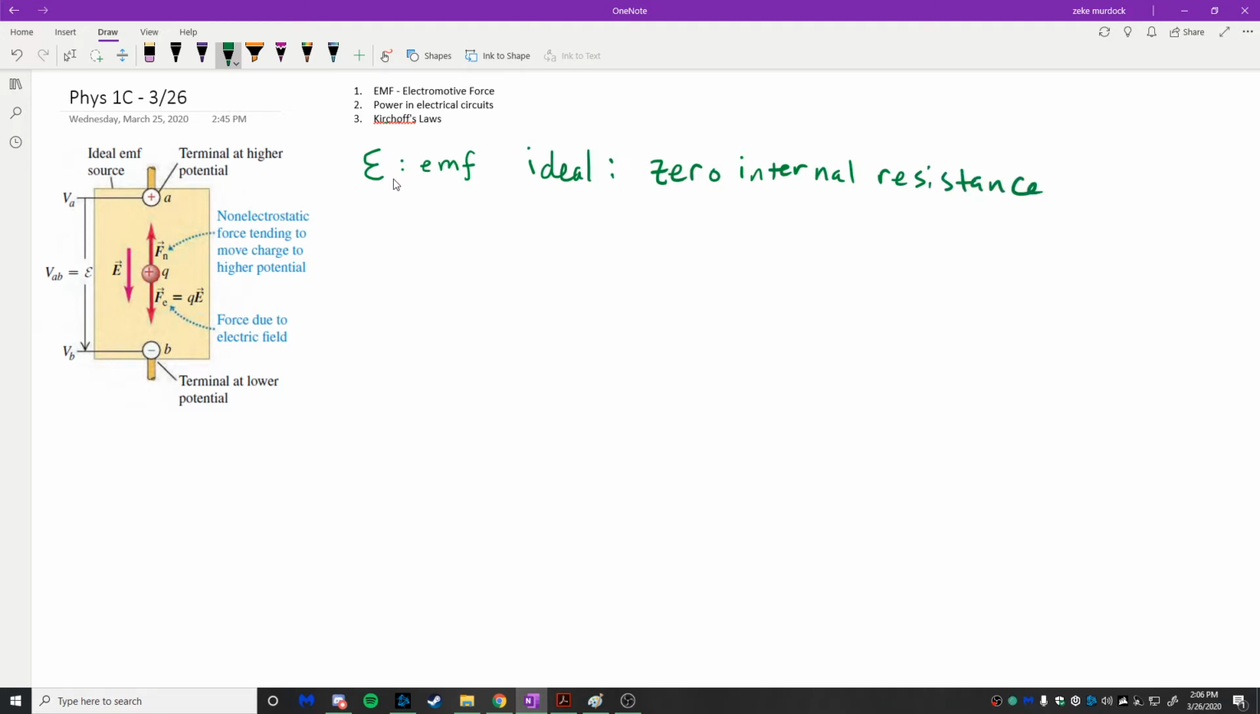Now, an EMF source, I'll give you an example of some EMF sources here. It could be something like a battery. It could be a generator. A generator would be something like a gas-powered generator, maybe. It's the kind of thing you can buy from Home Depot when all the power in your area goes out.